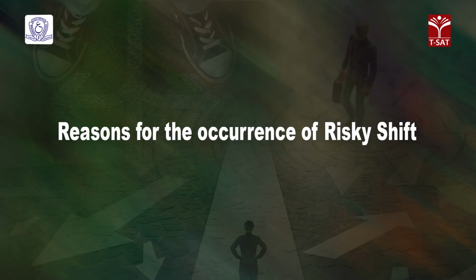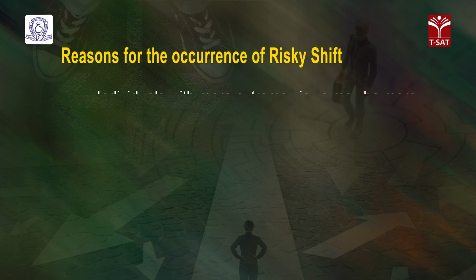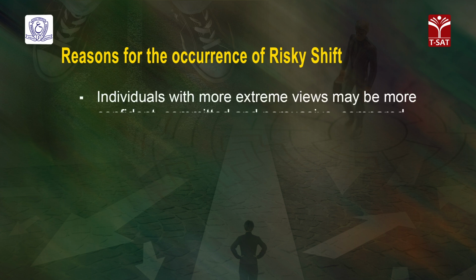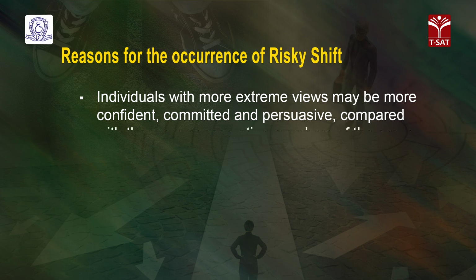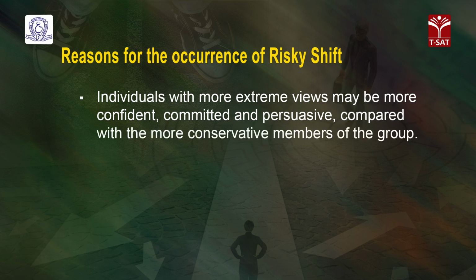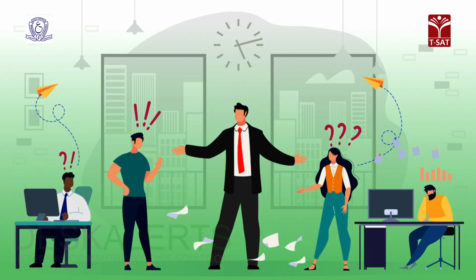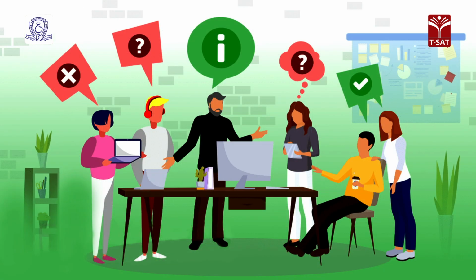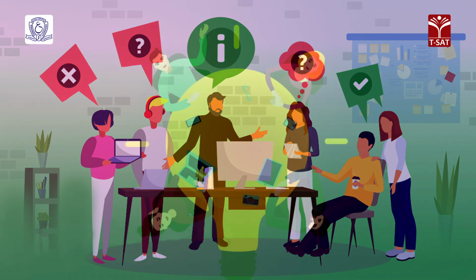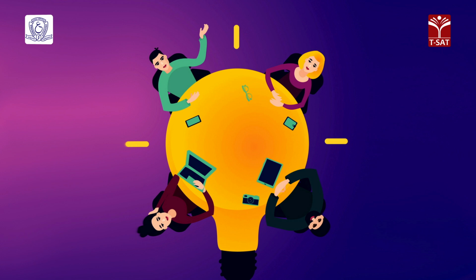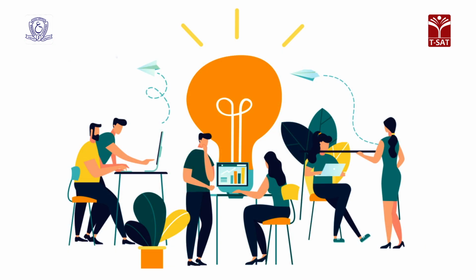Now, let us understand what are the reasons for the occurrence of this risky shift. This risky shift in the functioning of the group may occur for a variety of reasons. First reason is the individuals with more extreme views may be more confident, committed and persuasive compared with the more conservative members of the group. So, as a result, what happens? People present their arguments to the group members and they will also hold a stronger belief in their opinions and in turn be willing to make more extreme decisions. These stronger opinions may carry more weight in determining the final decision.